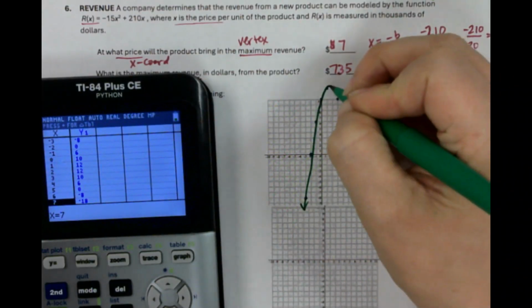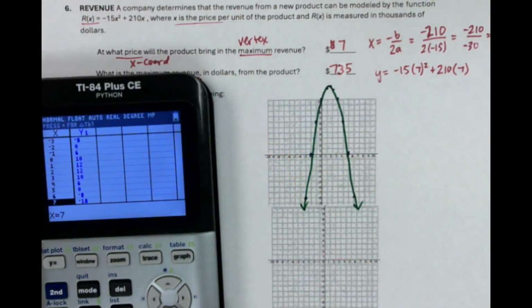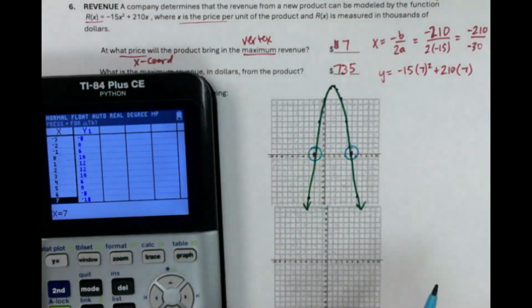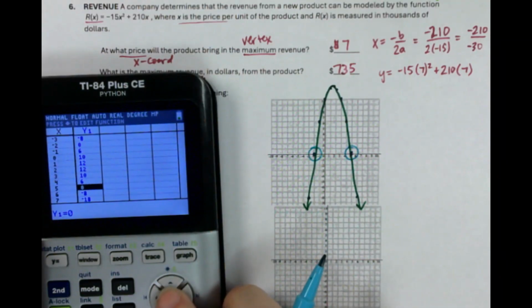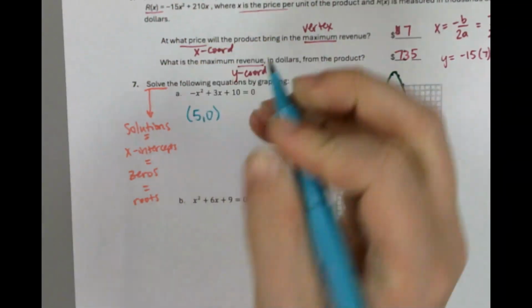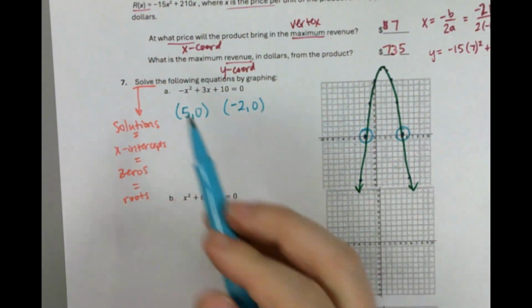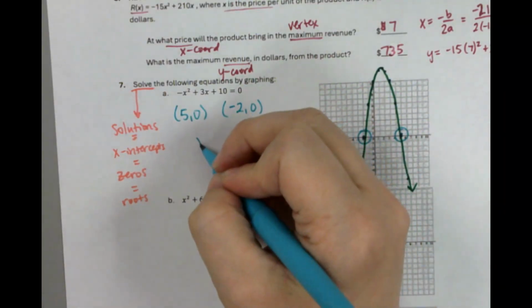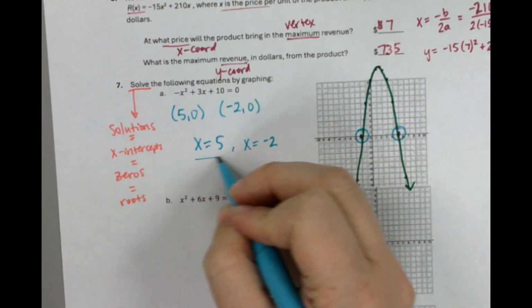6, -8. So here is my parabola. Not very pretty, but that's okay. My x-intercepts are my solutions. I can tell from the table because my y value is 0. So 5, 0, and then I also had -2, 0. So when it says to solve the following equations, I want to find the x. I want x equals, so x equals 5, x equals -2. These are my answers.